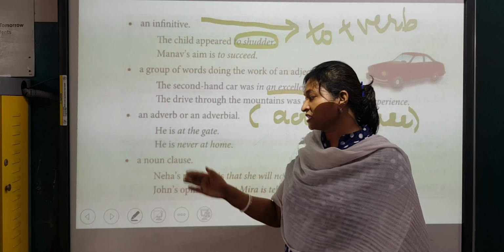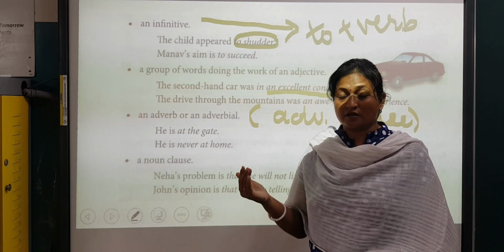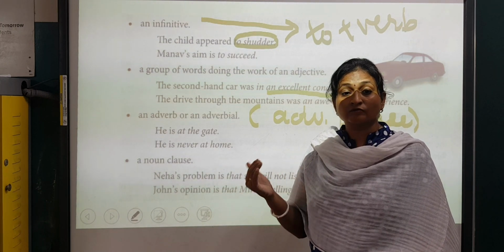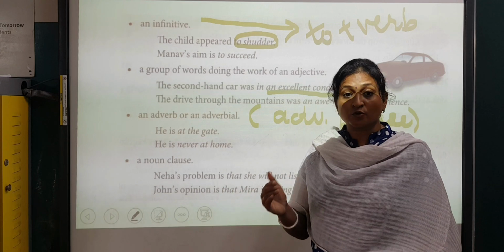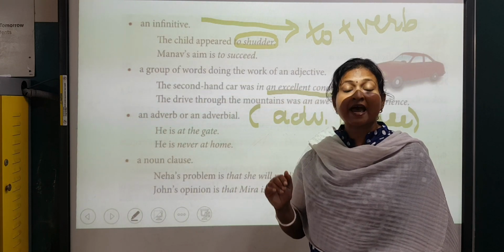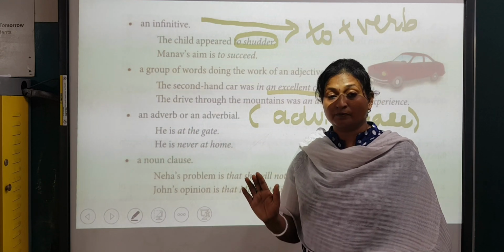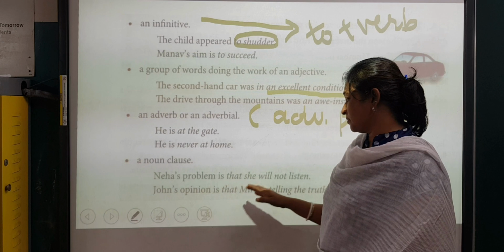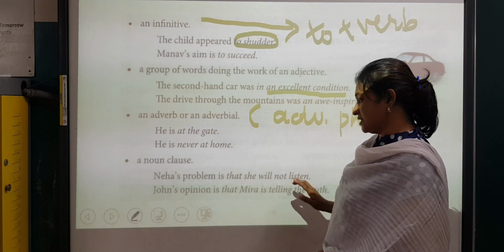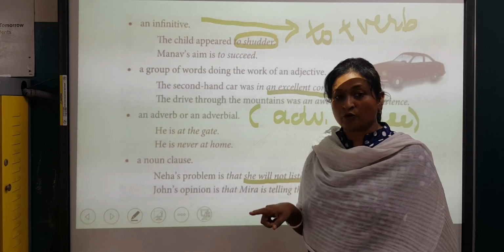Now next is noun clause. Children, you know the difference between a phrase and a clause. Phrase means group of words, clause is also group of words, but clause has got its own verb. Phrase will never have its verb. Neha's problem is that she will not listen. So here, she will not listen is the noun clause.